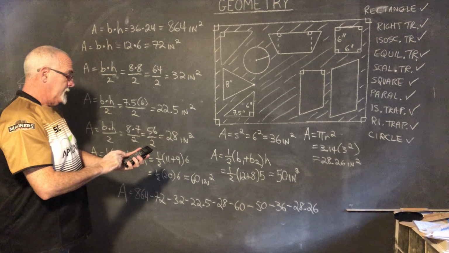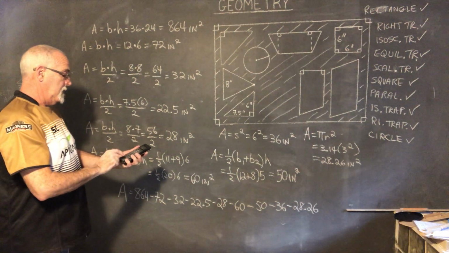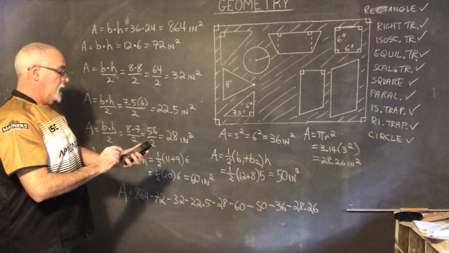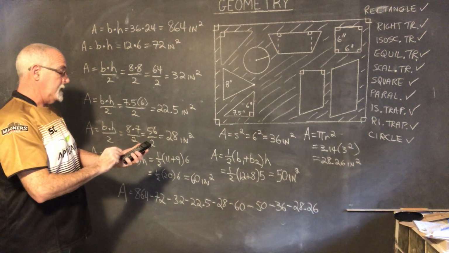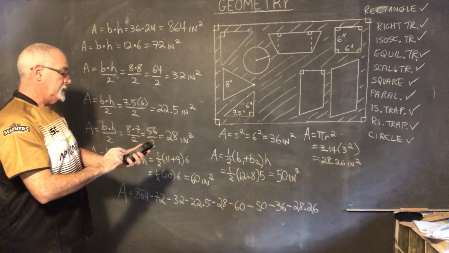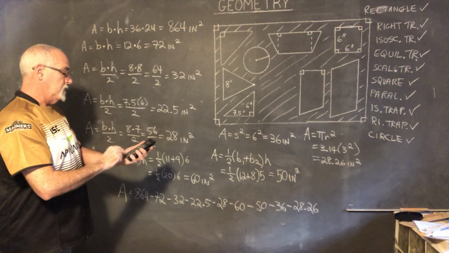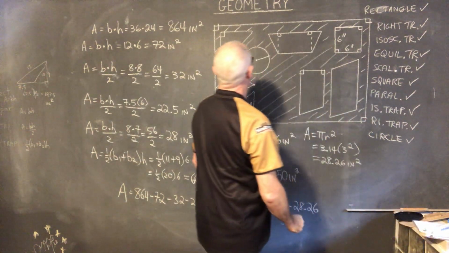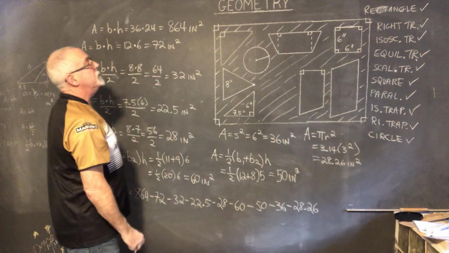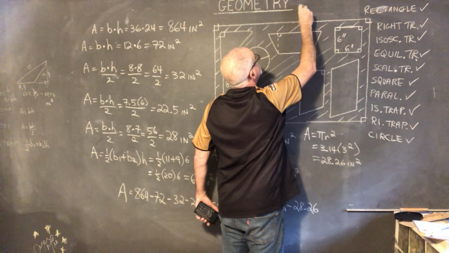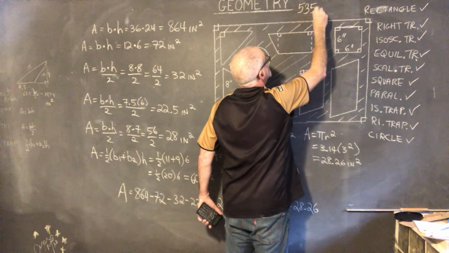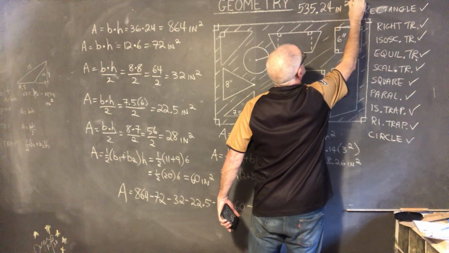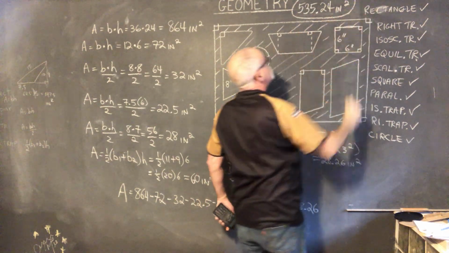864 minus 72 minus 32 minus 22.5 minus 28 minus 60 minus 50 minus 36 minus 28.26 equals 535.24. I want to write it. I want to write it way down. I'm going to do it here. 535.24 square inches is the answer to my problem.